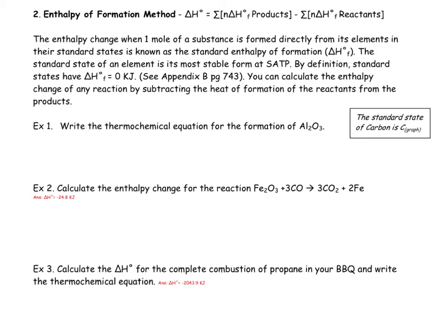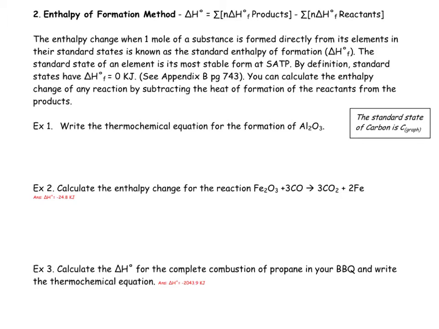The standard state of an element is its most stable form at SATP. By definition, standard states have a delta H of formation of 0 kilojoules because that compound already exists at SATP. No energy is used to form it. See Appendix B on page 743 of your textbook for delta HFs of a bunch of different chemicals. You can calculate the enthalpy change of any reaction by subtracting the heat of formation of the reactants from the heat of formations of the products.